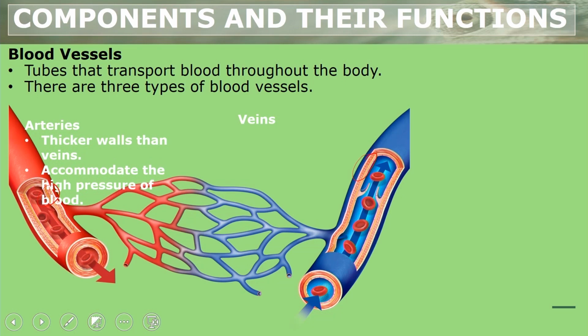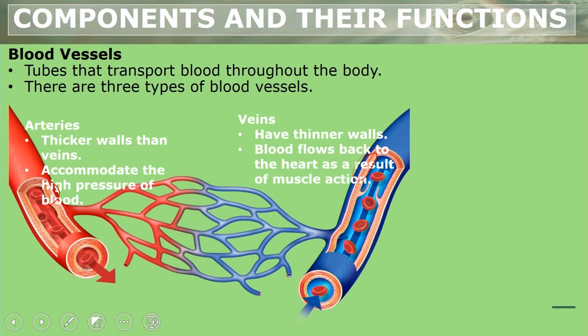Moving on to our second blood vessel, we have the veins. They have thinner walls compared to the arteries. The blood flows back to the heart as a result of muscle action.